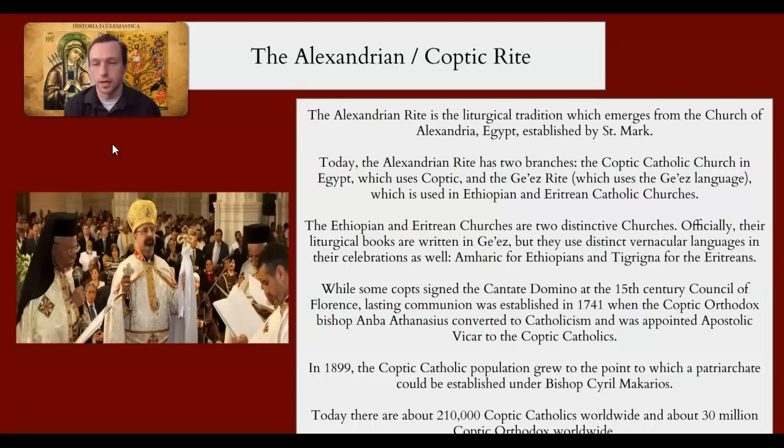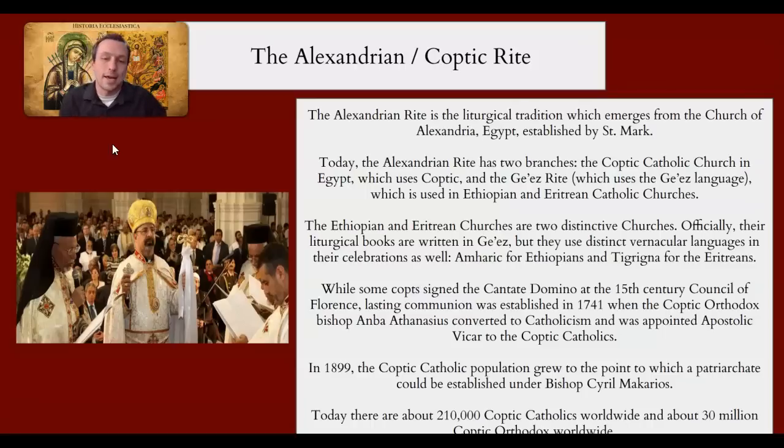celebrate in Tigrinya. While some Copts signed the Cantate Domino at the 15th century Council of Florence, they did not establish lasting communion with Rome, as many Orthodox did not, as a result of Florence, even though on paper communion was established. So the Coptic Catholic Rite was established formally and in a lasting manner in 1741 when the Coptic Orthodox bishop Anba Athanasius converted to Catholicism and was appointed the apostolic vicar to the Coptic Catholics.